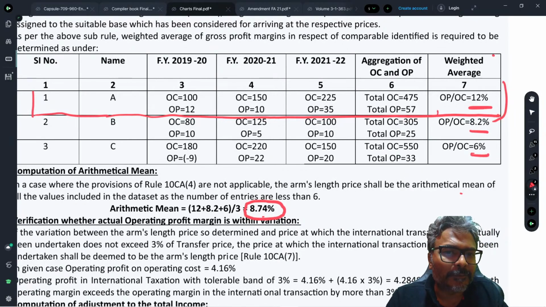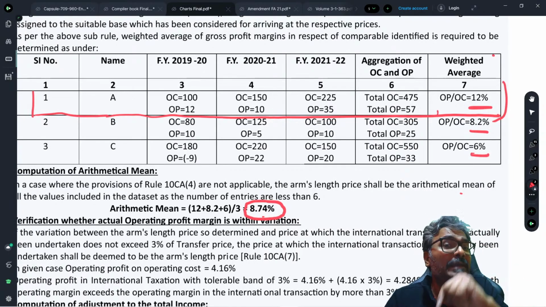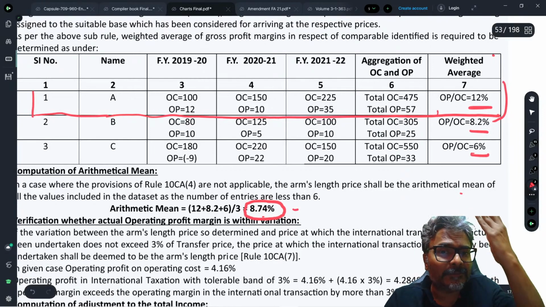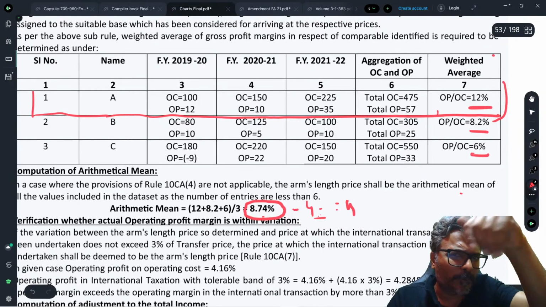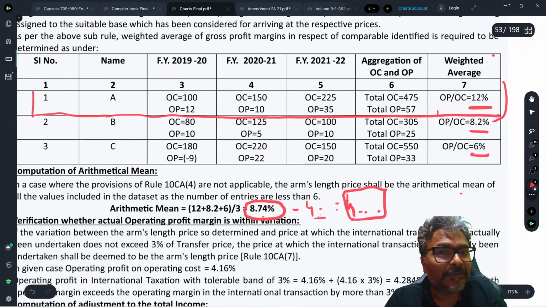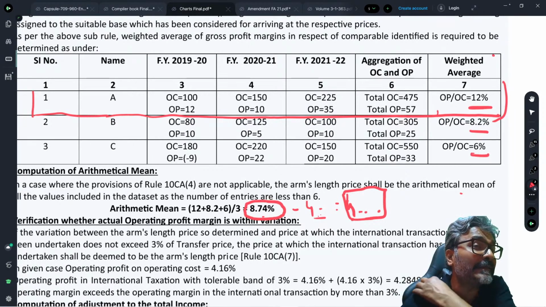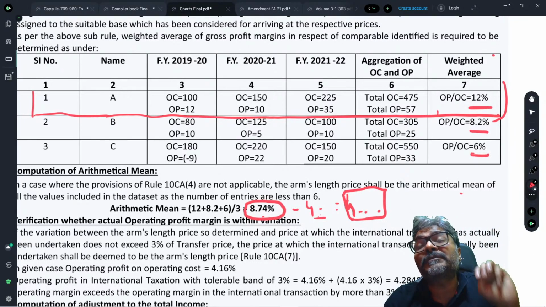8.74 is the operating margin, versus your operating margin, which was something around, how much was the operating margin, friends? Somewhere 4 point something. Let's take it as 4.1 supposedly. Now the difference is 4 point something. This difference is more than 50%. The tolerable difference is only 3% of the transfer price. The 3% is what can be tolerable.